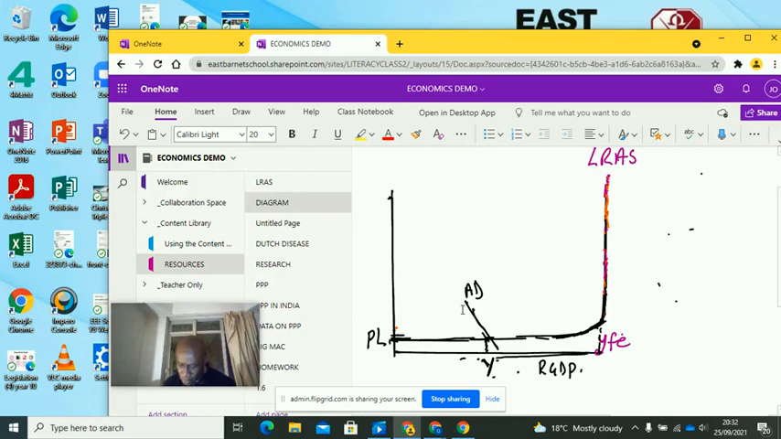I'll use another color just to highlight that. This represents a negative output gap, the gap between YFE, which is the potential of the economy, and the actual, where the economy is at. Remember, LRS represents all the goods and services. AD represents the actual demand for these goods and services, the expenditure on these goods and services. And remember the formula: AD is equal to C plus G plus I plus X minus M. Remember that formula? Very, very important formula. This shows the level of expenditure in the economy.